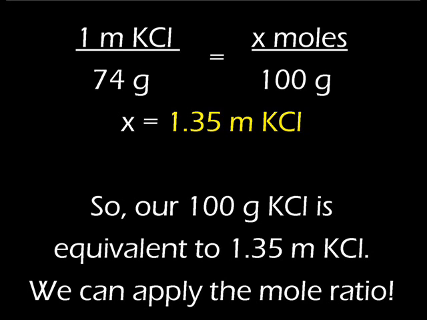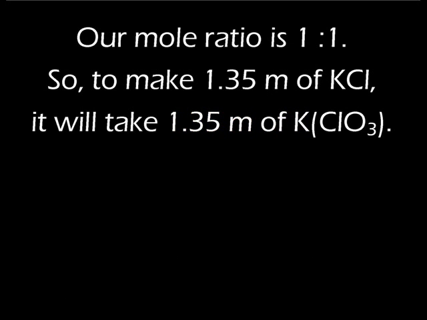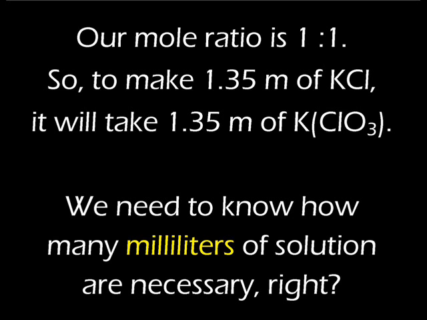Since we have this amount now in moles, we can apply the mole ratio that we found earlier, which was 1 to 1. So based upon this ratio, we know in order to produce 1.35 moles of potassium chloride, it's going to take 1.35 moles of potassium chlorate. Now check back to our problem. We are being asked to determine how many milliliters of a 5 molar potassium chlorate solution are necessary to make this 100 grams of potassium chloride.